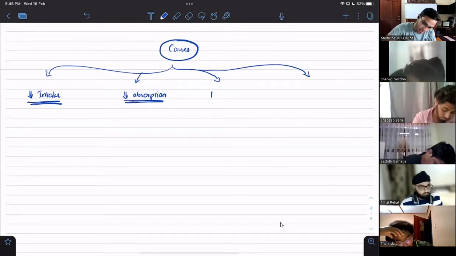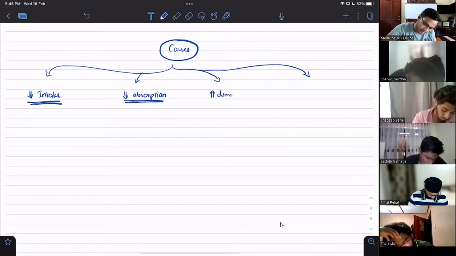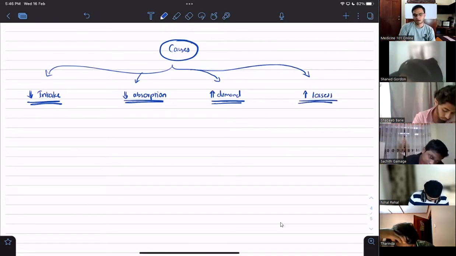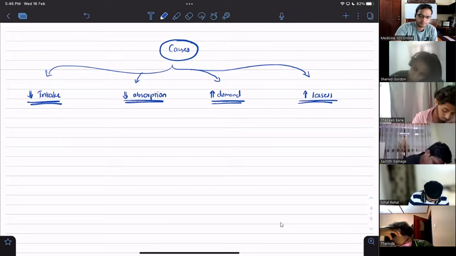Or we have increased demand. That's the next one. And the final one, increased losses. Increased losses. Look at this, guys.